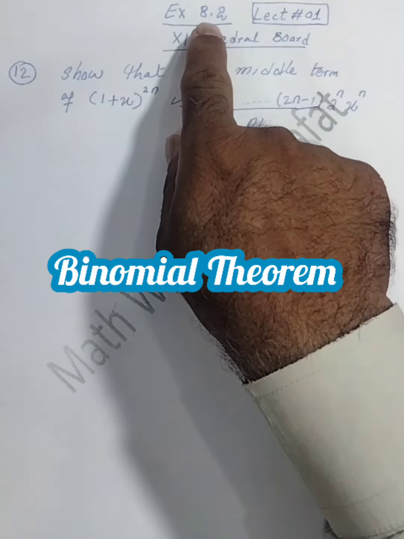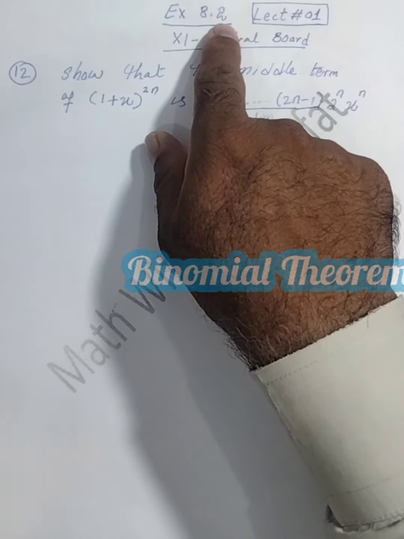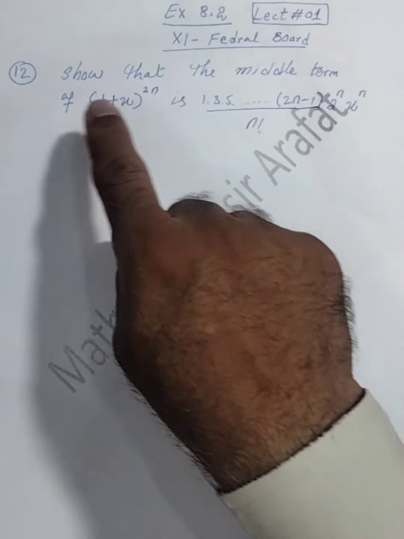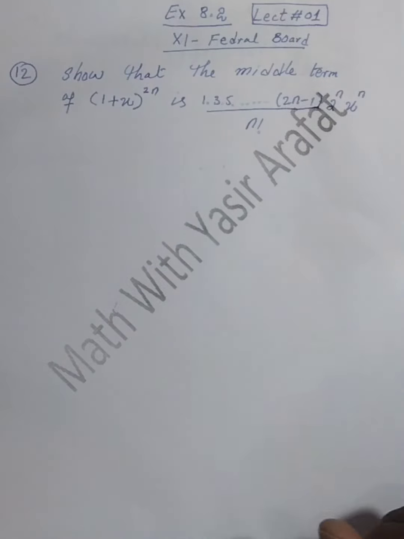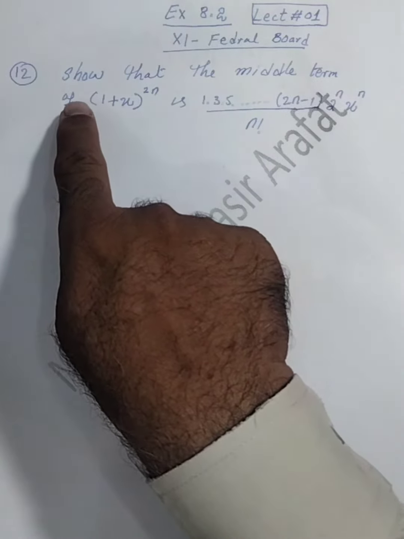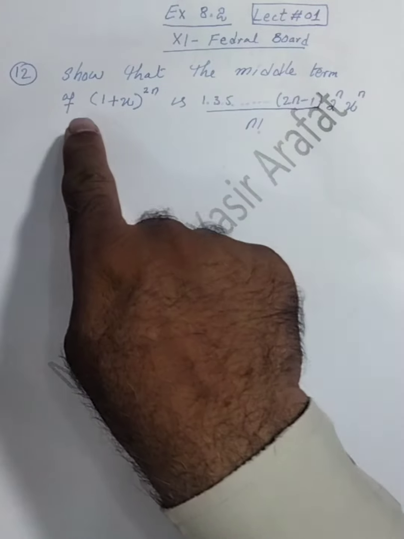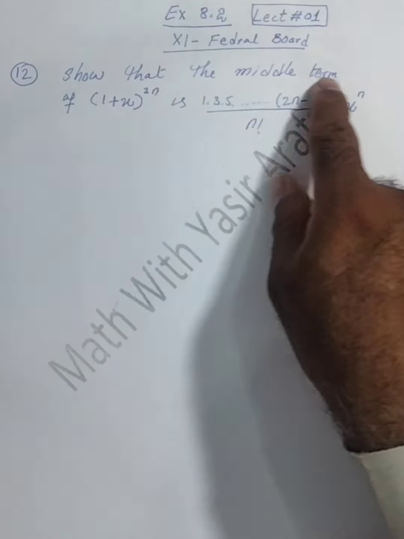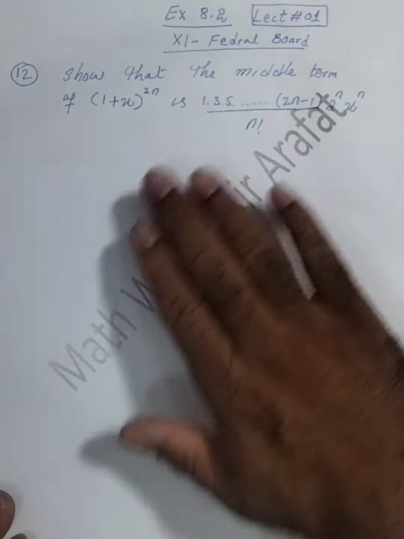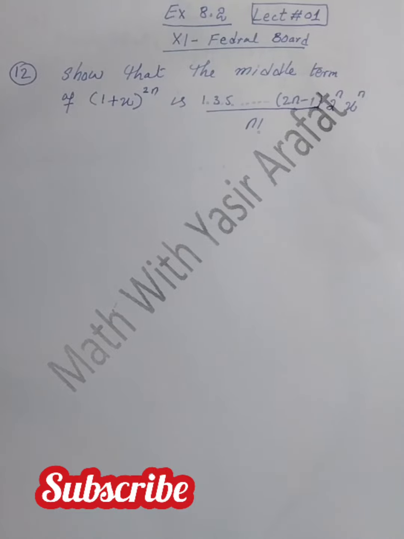We have to discuss exercise 8.2, first year Federal Board, question number 12, which is the most important question here. Question says, show that the middle term of (1 plus x) power 2n is this. This is what we have to prove here.